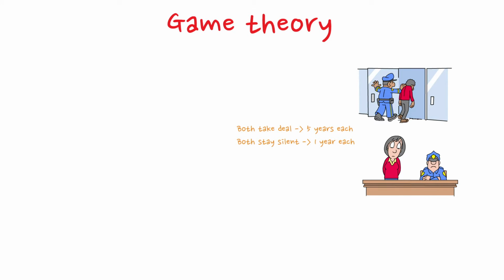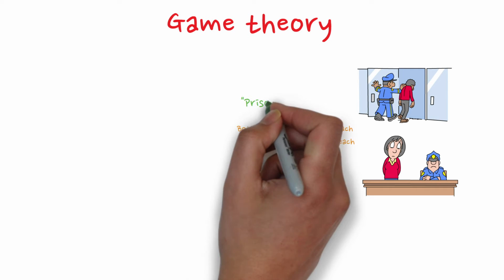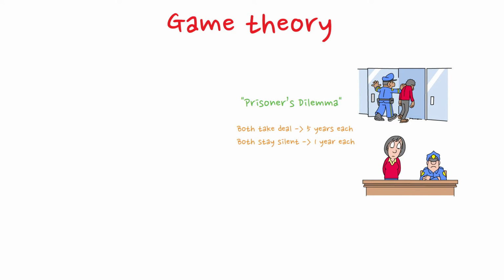What should they do? This scenario is called the prisoner's dilemma, and it's one of the most famous problems in game theory. At its heart, game theory is about how people make decisions when the outcome depends not just on what they do, but on what others do too. It's the mathematics of strategy.